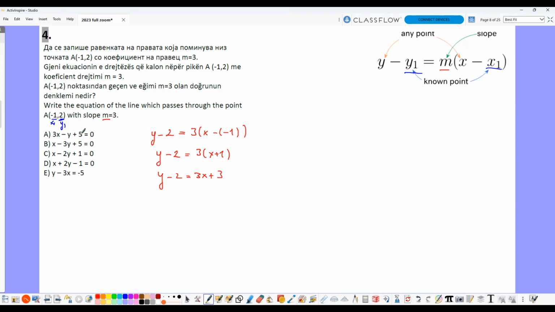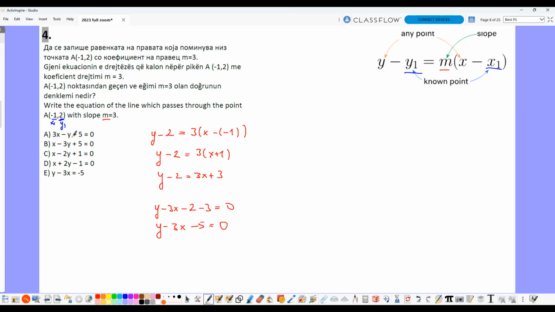So here, as I see, the formula is generally in the form of 0 is equal to 0. So it means that I'm going to collect all the terms to one side. If I collect to this side, y minus 3x minus 2 minus 3 is equal to 0. It's going to be y minus 3x minus 5 is equal to 0. This is the answer to the question, but we don't have this one in the results.